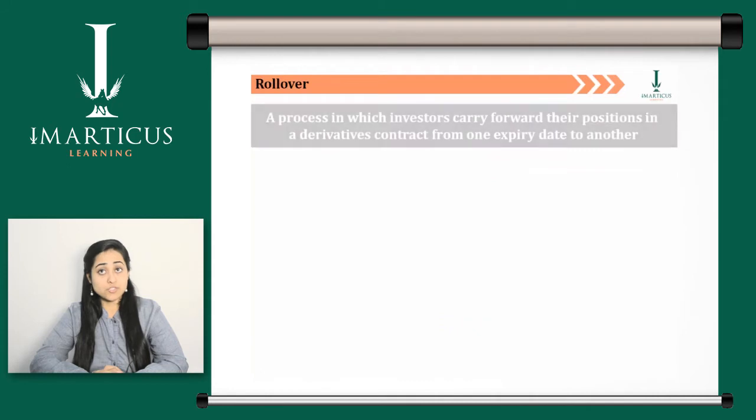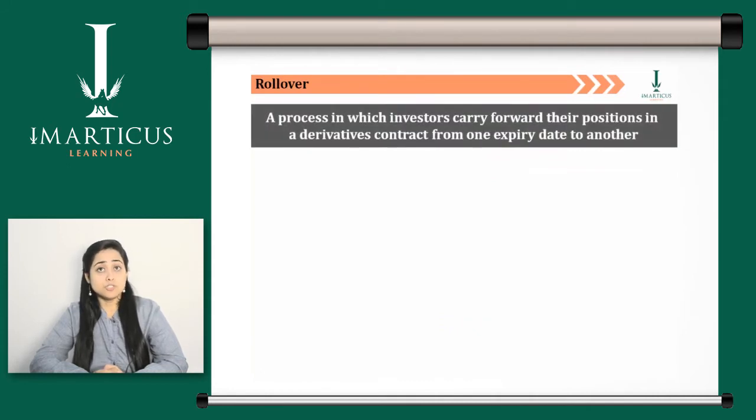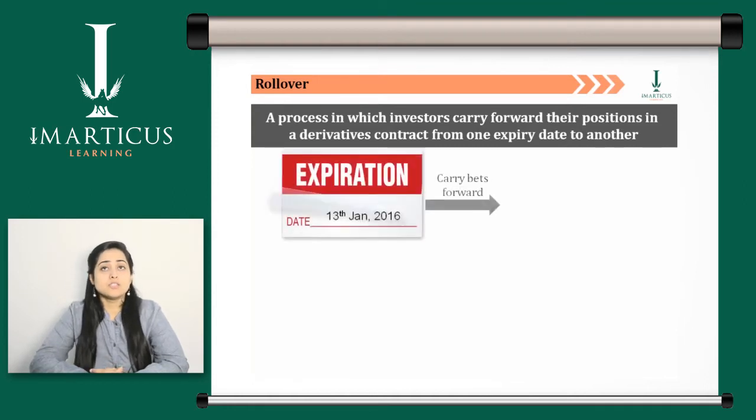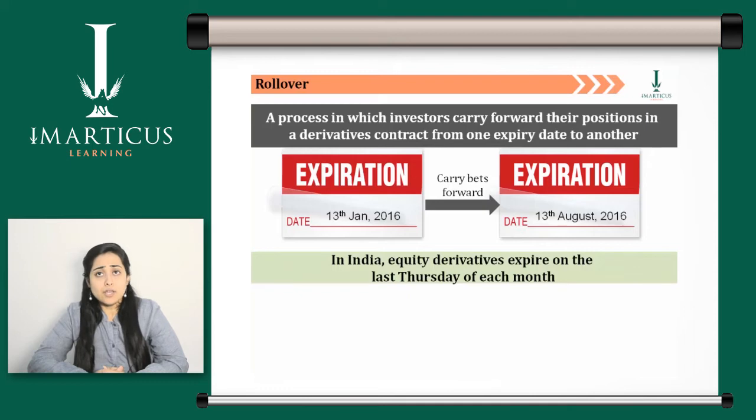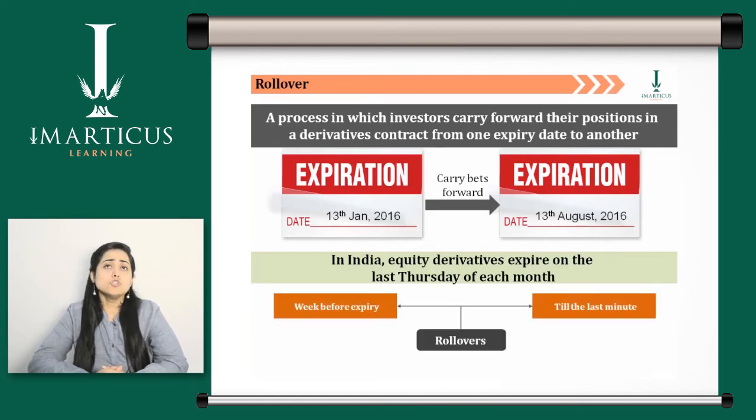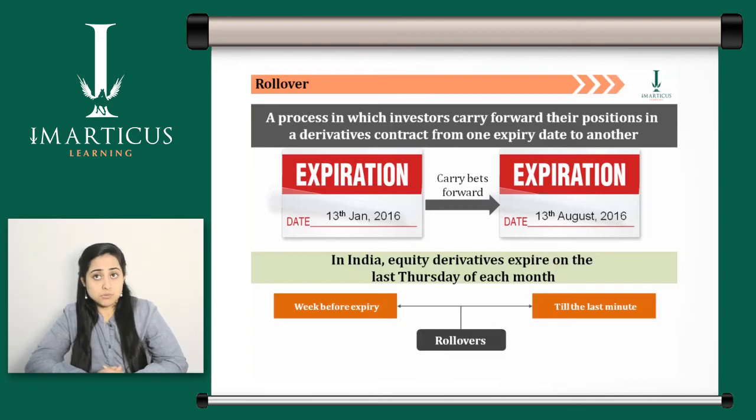Rollover is a process in which investors carry forward their positions in a derivatives contract from one expiry date to another. Traders can either let a position expire or carry forward their bets, that is, enter into a similar contract expiring at a future date. In India, equity derivatives expire on the last Thursday of each month, so rollovers can happen till the close of trading hours on that day. Most rollovers begin a week before expiry and continue till the last minute. Usually, contracts are rolled over to the next month.